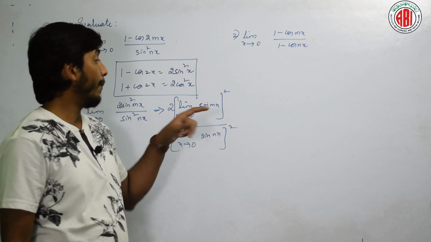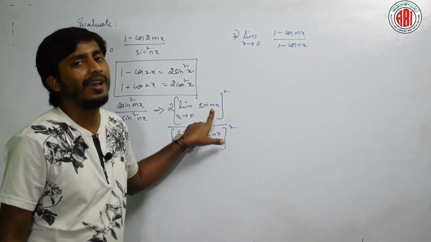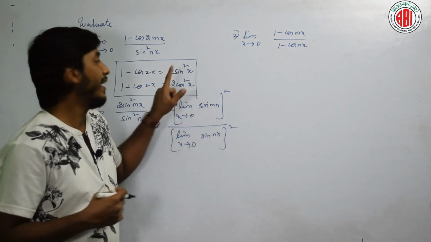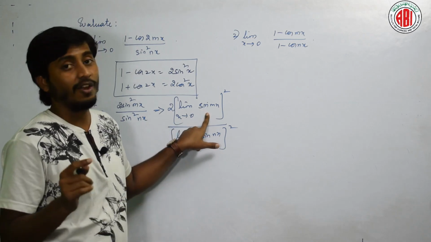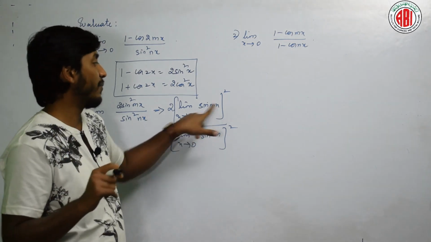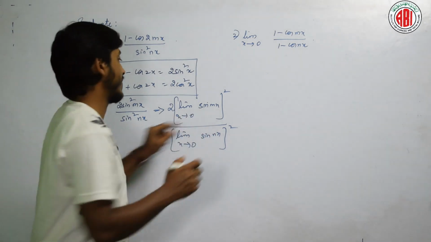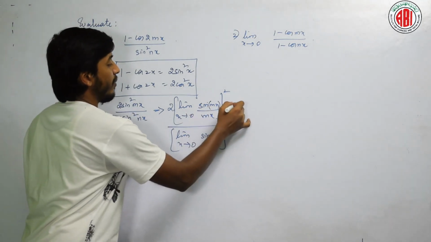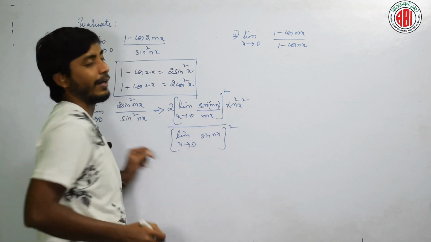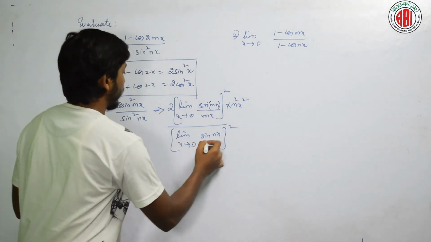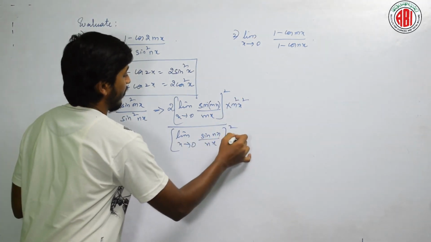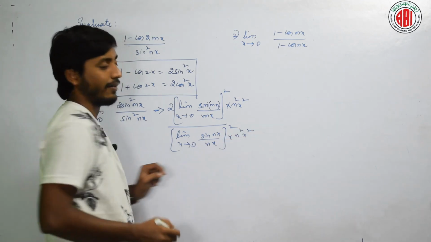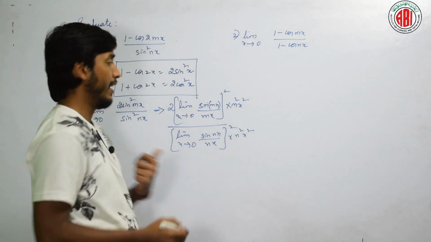What I have to do is multiply and divide by mx here. Why? Because I know the formula that limit x tends to 0 of sin x by x is always 1. Therefore, I will multiply and divide with mx. If it is mx inside, outside it will be m square x square. Is it clear? Here also, if it is nx inside, outside it will be n square x square. Did you understand? Very nice.